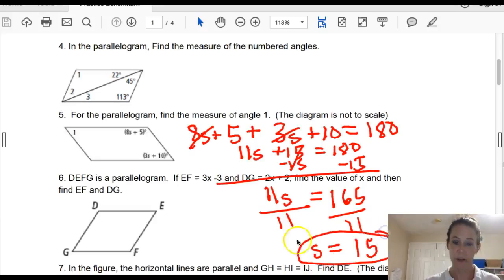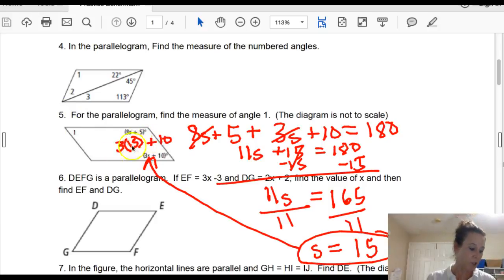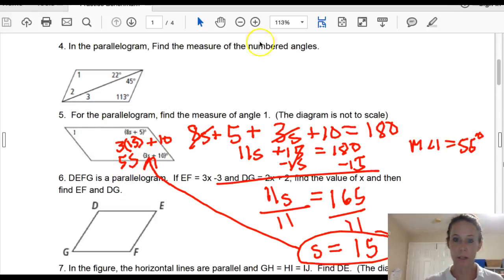All right, so I figured out s. I haven't solved my problem. That's not the solution. I have to plug it in here to figure out this angle, and then I'll know angle 1. So a couple steps here. 3s is 15, so 3 times 15 plus 10. And then just do the math on this. 3 times 15 is 45 plus 10 is 55. 55 is the measure of this angle, so the measure of angle 1 equals 55 degrees. All right, let's go ahead and go on to the next one.